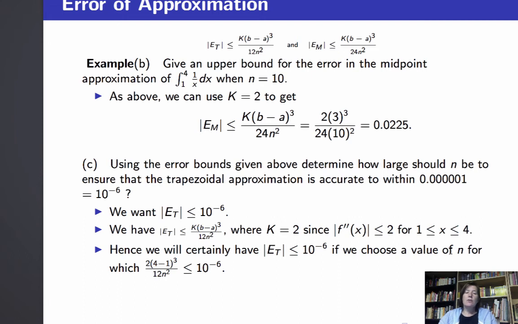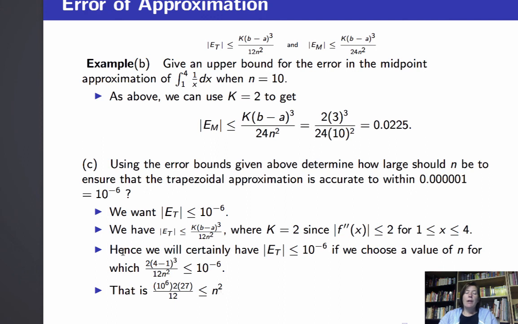So if we choose the value of n which makes k times b minus a cubed over 12n squared less than or equal to 10 to the minus 6, then we're guaranteed that the error of our approximation is less than or equal to 10 to the minus 6. And of course, the only thing we don't know in this inequality is n, and we can solve for the n. So cross-multiplying, we're looking for an n so that 10 to the minus 6 times 12n squared is greater than or equal to 2 times 3 to the 3.